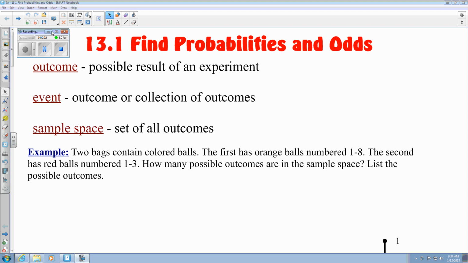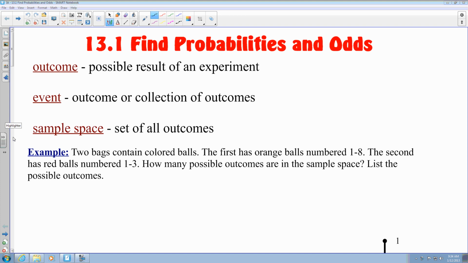Alright, we are starting chapter 13, which deals with probability and statistics or data analysis. First off, in section 1, we are going to focus on probabilities and odds.